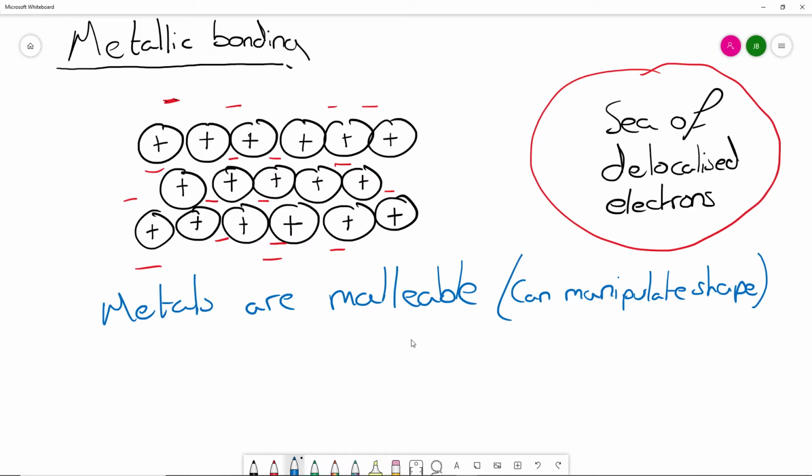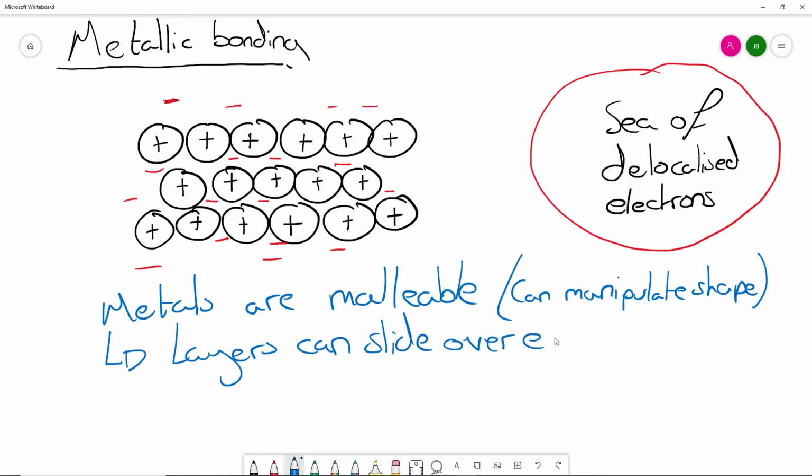Now, you know that from a paperclip. You get a paperclip, you can bend it around. But that's not a big bit of metal. Admittedly, yes, if you have a huge chunk of iron, it's going to be difficult to bend. But if you start to heat it up and warm it up, it becomes more malleable because we're breaking some of these bonds down. But the reason that these layers allow for metals to be malleable is that the layers can slide over each other. So if they can slide over each other, it means that we can manipulate the shape, making it malleable.